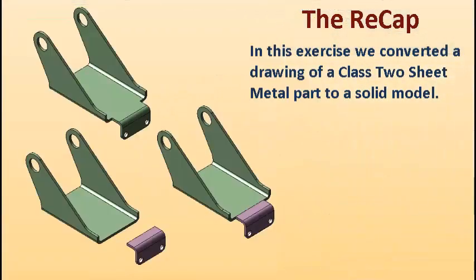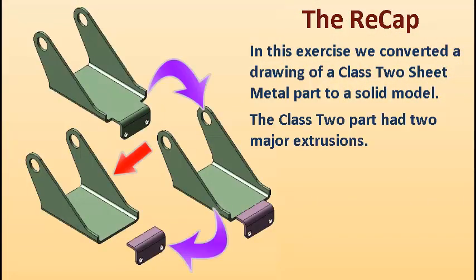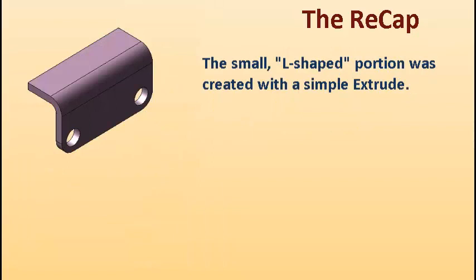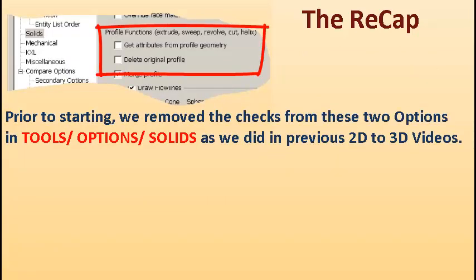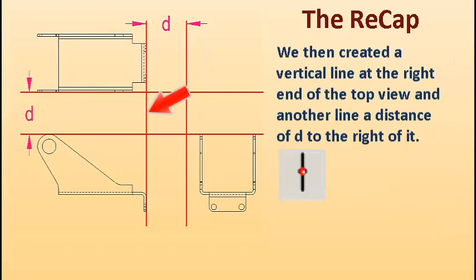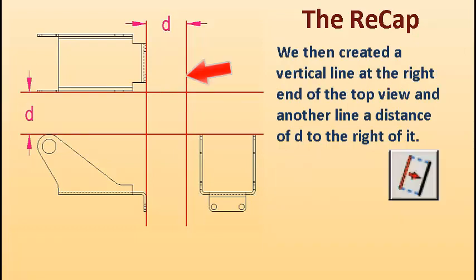So let's recap. In this exercise, we converted a drawing of a Class 2 sheet metal part to a solid model. And the Class 2 part had two major extrusions. The more complicated portion was created by extruding the complex profile, blending the bottom edges, and then shelling the part. And of course the simpler small portion was created with a simple extrude. And prior to starting, we removed these two checks from Tools, Options, Solids, as we did in the previous 2D to 3D exercises. We created horizontal lines to measure the distance between the top and front views. That value we saved to a variable D and used to create a parallel line on the right side there.